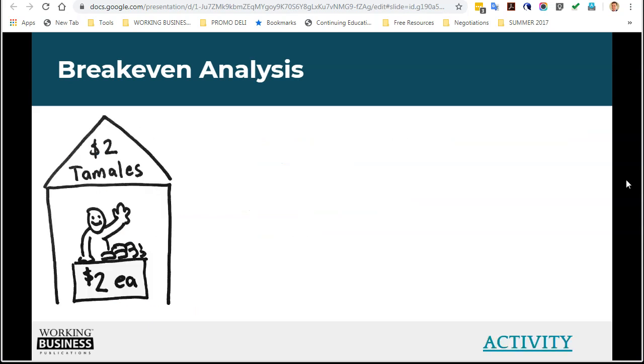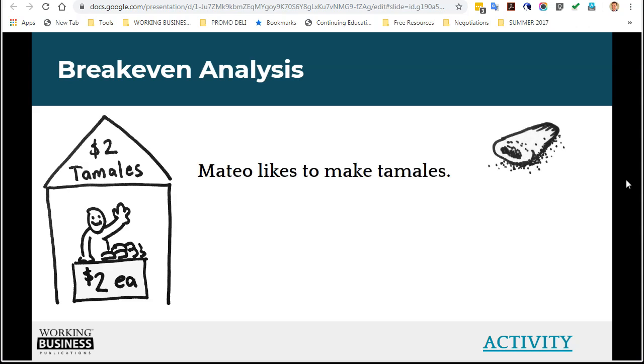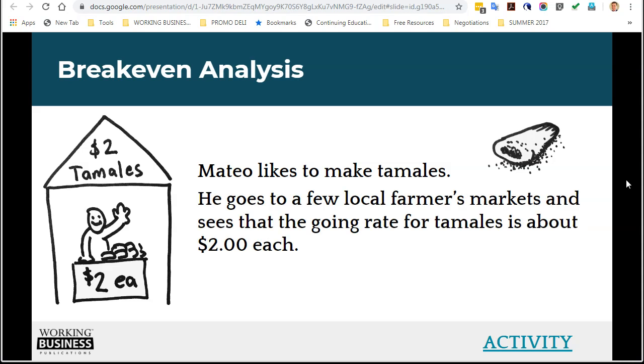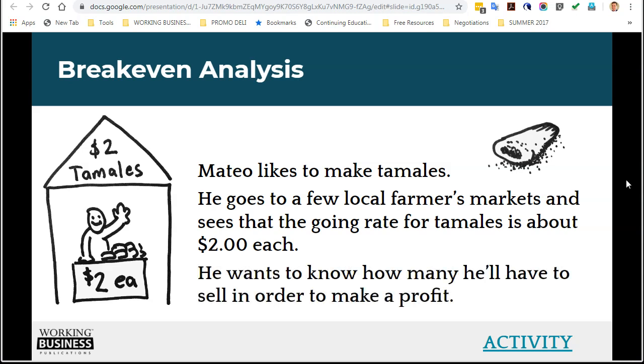So in our example here of creating a business where we sell tamales in a farmer's market for $2 each, let's look at the tamale itself. So use the example of Mateo. Mateo likes to make tamales. He goes to a few local farmers markets and sees that the going rate for tamales is about $2 each. So Mateo has done his market research and he understands what the going rate for tamales is in the market. He wants to know how many he'll have to sell in order to make a profit.